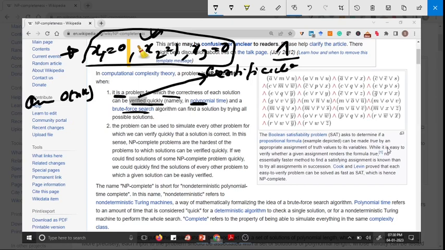And a brute force algorithm can find a solution by trying all possibilities. So when it goes to brute force, it is not P. It is an NP problem when it goes to brute force. Okay, the problem can be used to simulate every other problem for which it can verify quickly that a solution is correct. In this sense, NP complete problems are the hardest of the problems whose solutions can be verified quickly.